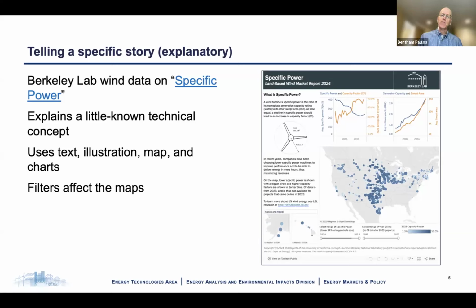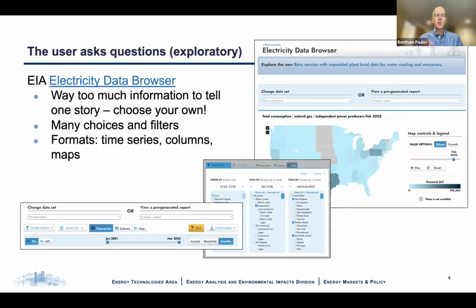Down at the bottom, and I used Tableau, which is a software program that I use a lot, are these two filters where you can narrow in on a certain time frame or certain specific power ratings of turbines and see where they're deployed in the country. So this is not really an exploratory approach. This is an explanatory approach. The user doesn't get to explore very much. They really just get to see how it is mostly, with a little bit of exploratory ability.